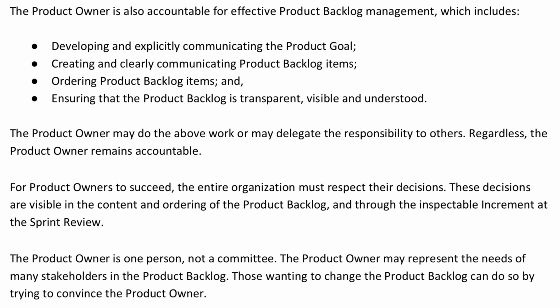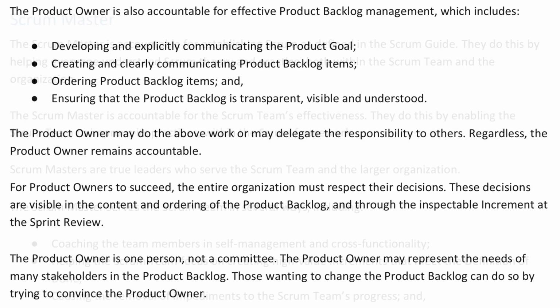For product owners to succeed, the entire organization must respect their decisions. These decisions are visible in the content and ordering of the product backlog, and through the inspectable increment at the sprint review. The product owner is one person, not a committee. The product owner may represent the needs of many stakeholders in the product backlog. Those wanting to change the product backlog can do so by trying to convince the product owner.